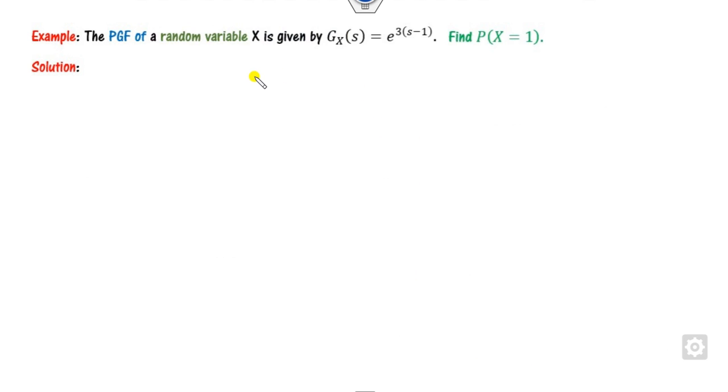Let's look at one more example. Here you have the PDF. So how can you find the probability at X equal to 1?